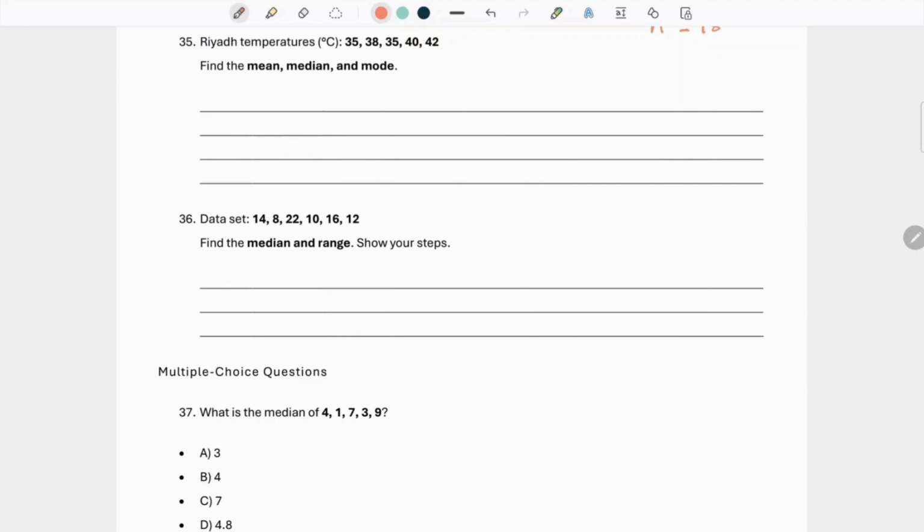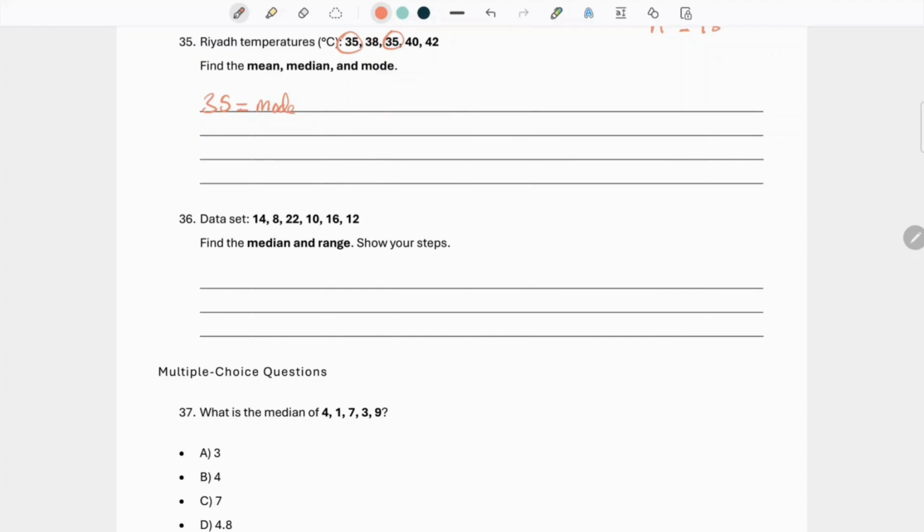And let's look at question 35. It says find the mean, median, and mode again. So let's just find the mode first. I think that's the easiest. 35, 38, 35, 40, 42. Do any of those numbers occur more than once? No. So we're just going to say, yeah, they do, actually. 35, I didn't even see that. So 35 is the mode. The equal sign just means is. So 35 is the mode.